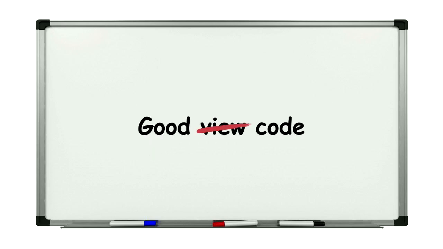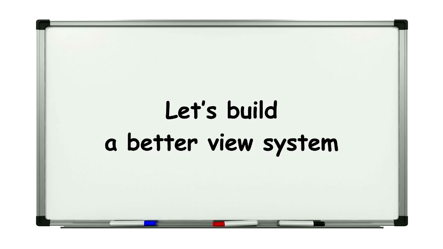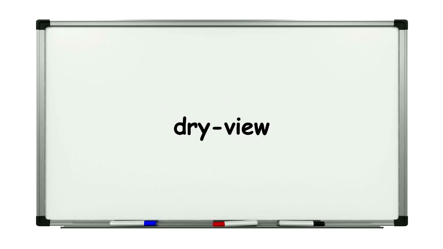And really, what we should be striving for is for our view code to be good anything code. Just because we're in the views, it doesn't mean we should sacrifice all the good guiding principles that we try to apply to other parts of our code bases. So let's fix this together today. Let's build a better view system. And we should have published this as a gem, of course, and we'll call it DryView.